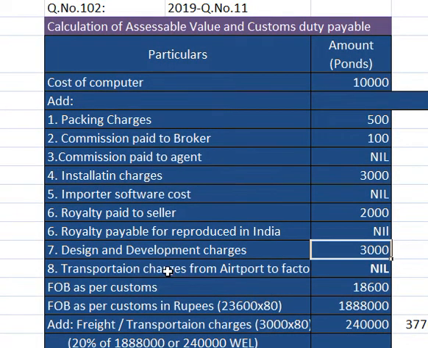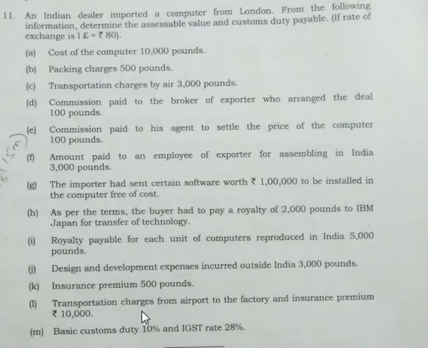Then transportation charges. This one: transportation charges from the airport to the factory. I said that it has already entered Indian soil. Then from the airport to the factory, this is not considered as FOB. It is not a part of FOB, so leave this one. But this transportation charge we need to take down, which one? 3,000. We will adjust that one later. Then basic customs duty is 10% and 28% is the IGST, right? So we'll see this one later.